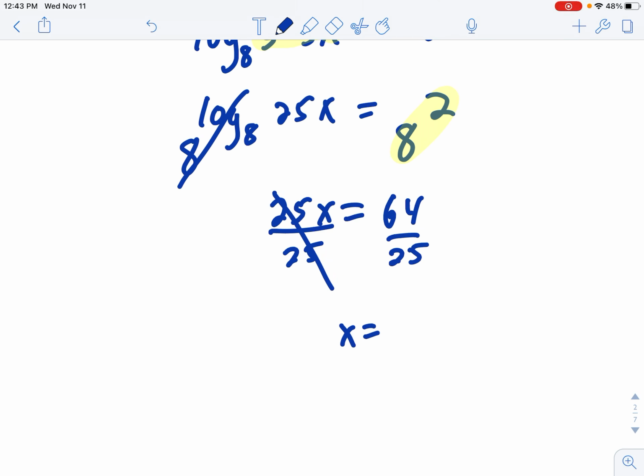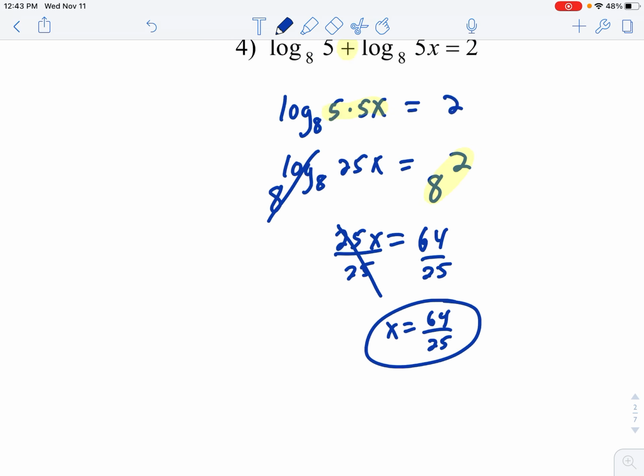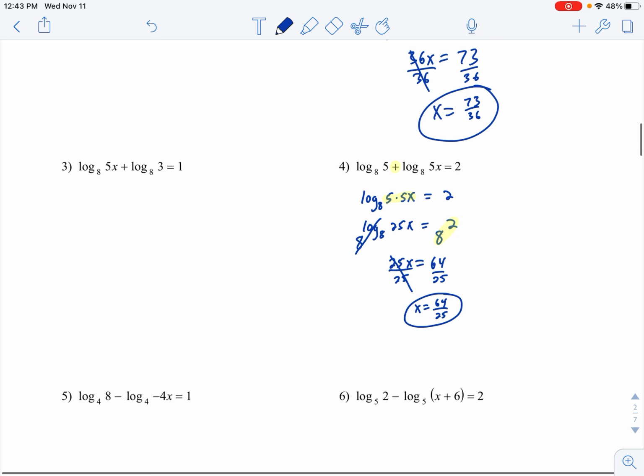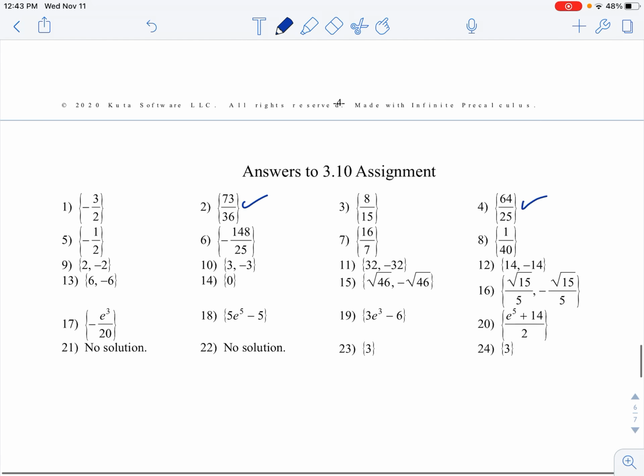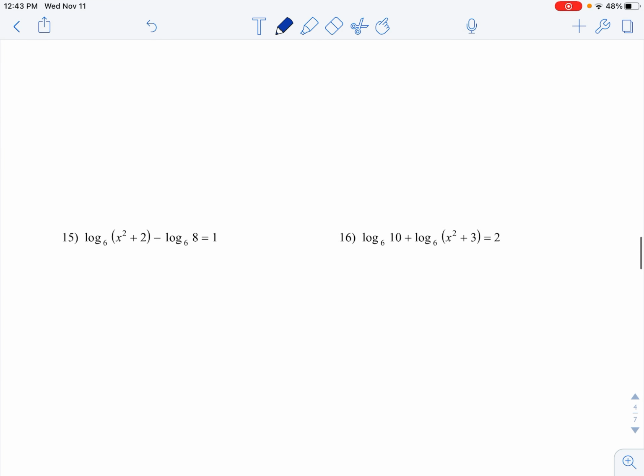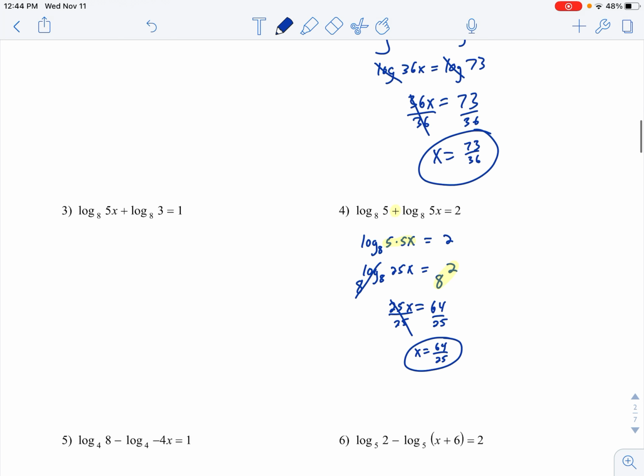And 64 is not divisible by 25, and it won't reduce or simplify, so just the fraction 64/25 should be the answer to number 4. And there it is. So that's the general idea behind this.